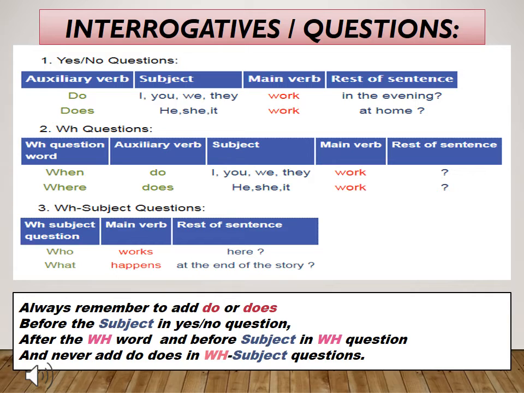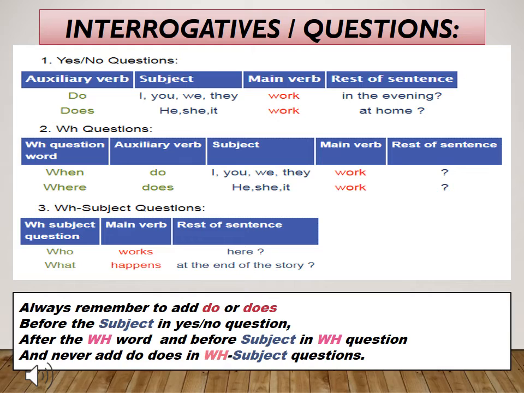You will use do when your subject is I, you, we, they, or any plural noun, and you will use does when your subject is he, she, it, or any third person singular noun. The first example is "Do I work in the evening?" and the second example is "Does he work at home?"